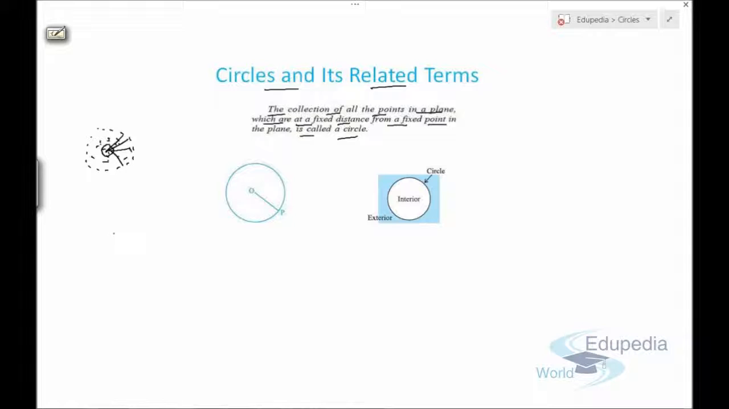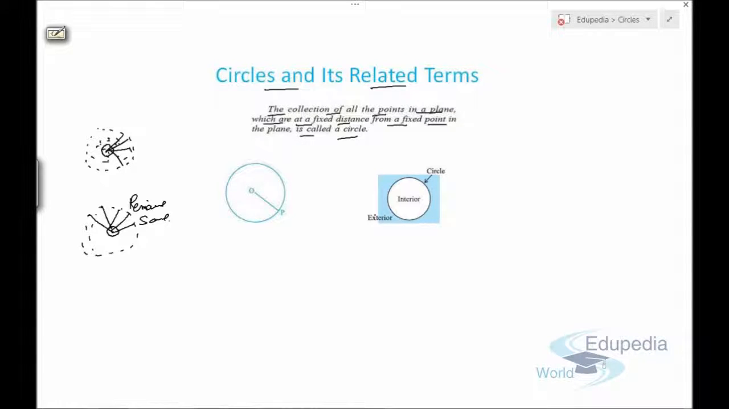If we fix a point and draw a number of points around it, and the distance between this fixed point and the various points, like this, like this, like this, remains the same, then it defines a circle. So this is the basic definition of a circle.